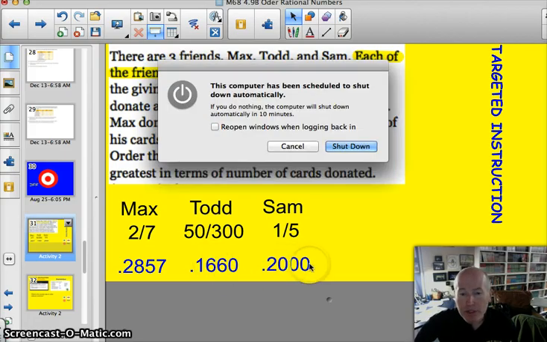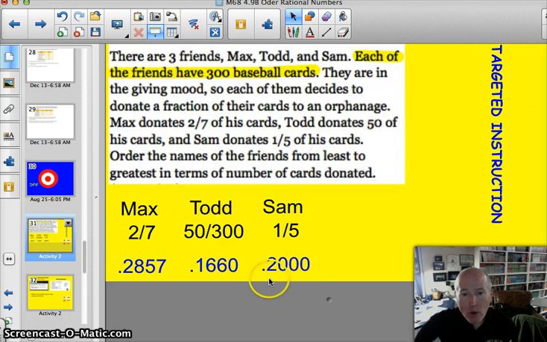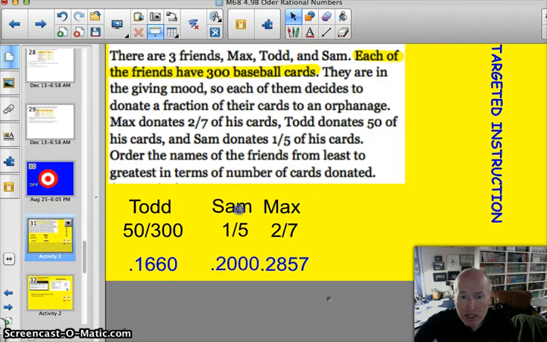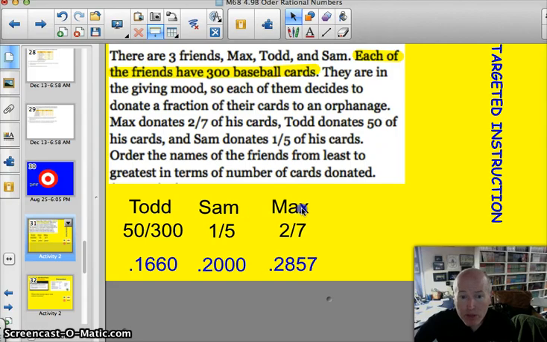I added a couple of zeros onto the end of some of these numbers so that we could compare a little bit more easily. Look how easy it is when you have numbers that are all the same length. It's much easier to compare. So we can easily see that Todd gave the fewest amount of cards. Sam gave 0.20, which is kind of in the middle, and Max gave the largest amount, which is 2/7, or 0.2857. I just always double check, least to greatest, least to greatest.